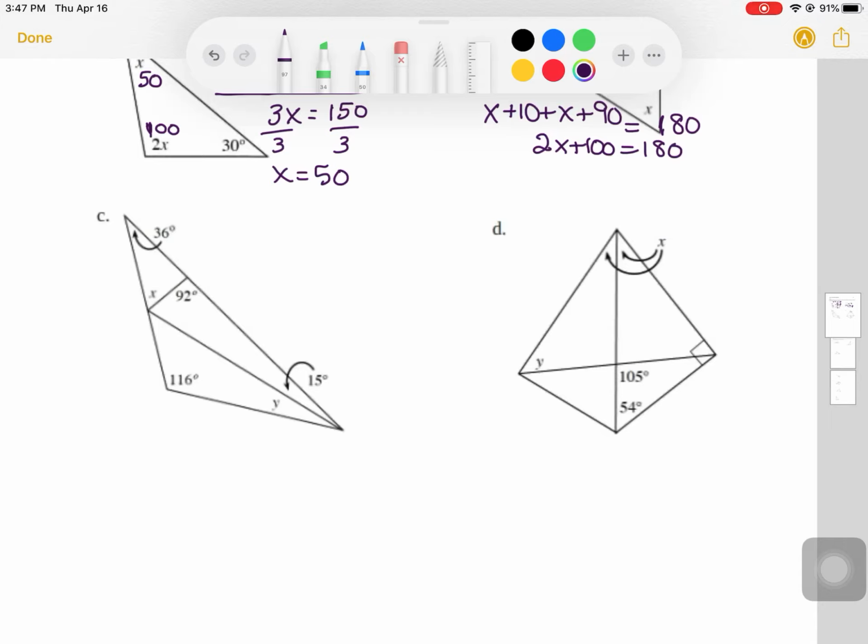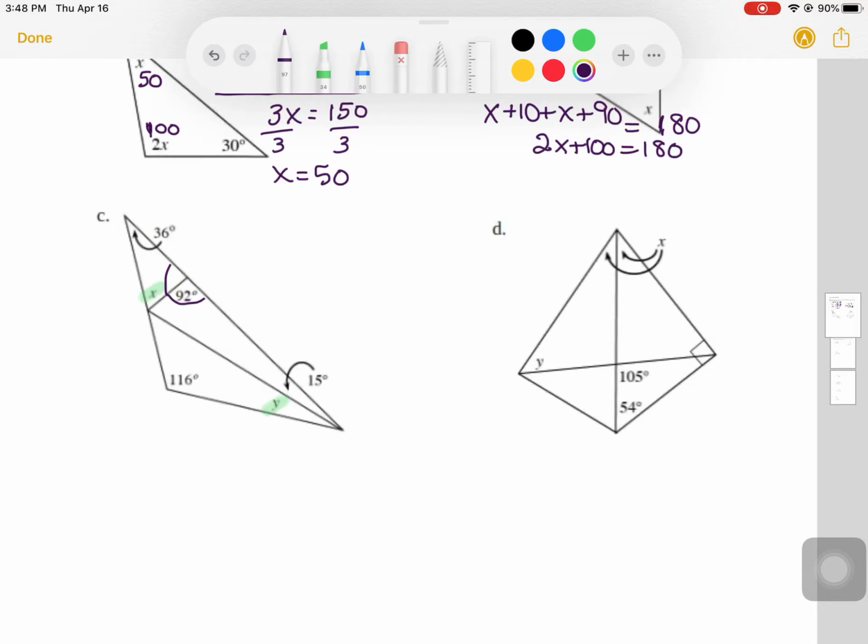I think the challenge part of this problem really came in the next part for C and D. In looking at C, I have to find x over here. Let's make this green. I have to find x over here, but I also have to find y down here. And so there are different pieces that come into play here. I'm going to start with x.